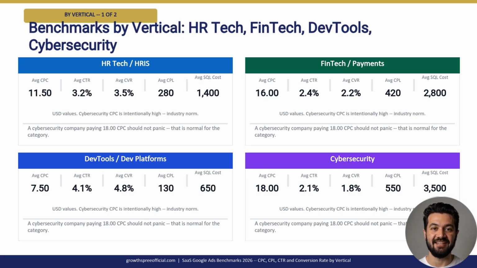Benchmarks vary significantly by vertical. Developer tools is the most efficient, $7.50 cost per click, 4.1% click-through rate, $130 cost per lead. Cybersecurity is the most expensive. $18 cost per click is completely normal for that category. If you are in cybersecurity paying $18 per click, you are not overpaying. That is just market rate.